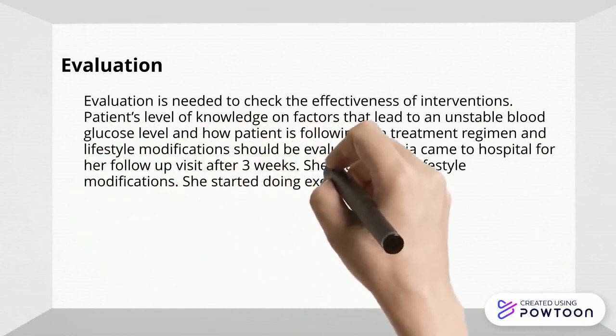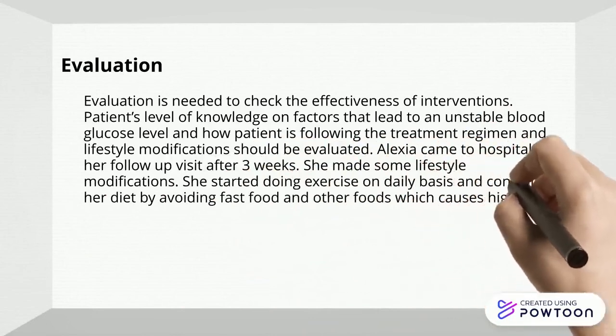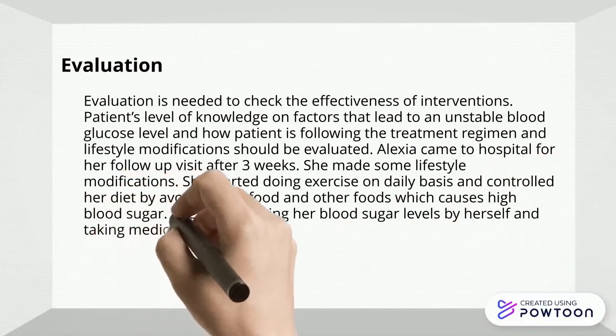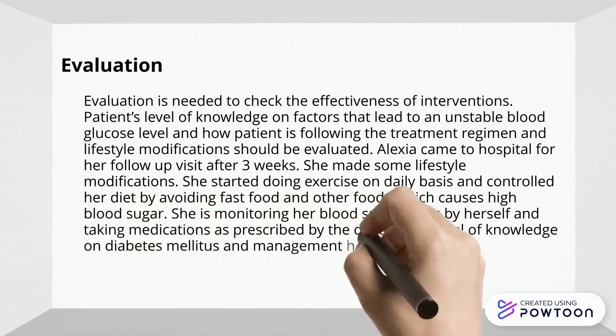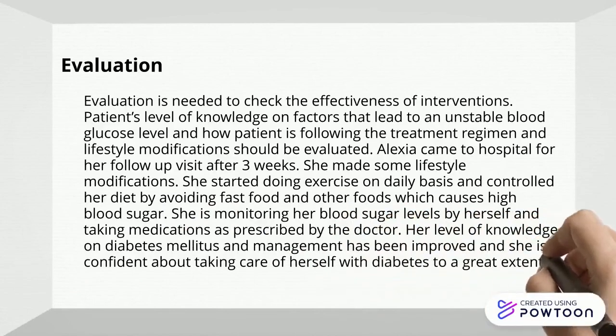Alexia came to hospital for her follow-up visit after 3 weeks. She made some lifestyle modifications. She started doing exercise on a daily basis and controlled her diet by avoiding fast food and other food which causes high blood sugar. She is monitoring her blood sugar levels by herself and taking medications as prescribed by the doctor. Her level of knowledge on diabetes mellitus and management has improved, and she is confident about taking care of herself with diabetes to a great extent.